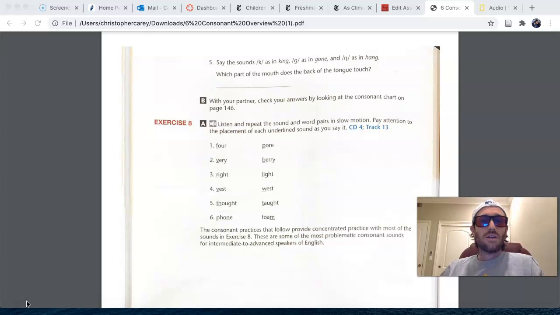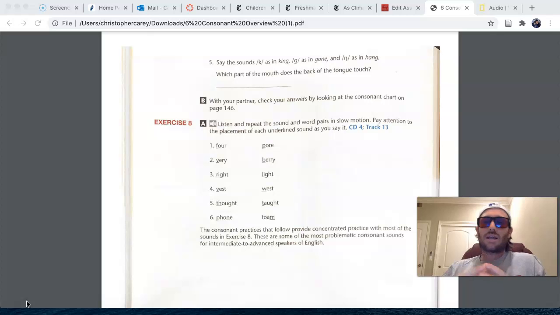We've talked about stops and continuant consonants that dictate the flow of air. We've talked about the speech pathway itself just in the previous activity and all the different parts of the speech pathway and how they determine greatly the different consonant sounds in English.